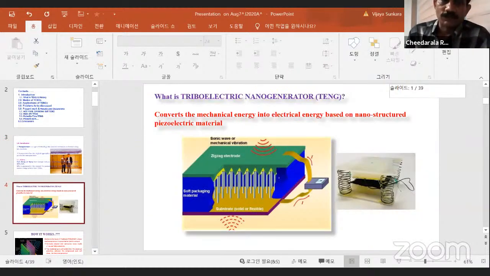How does it work? It converts mechanical energy into electrical energy based on nanostructures, which are piezoelectric or triboelectric materials. You can see in this image, the zinc oxide nanorods touch the opposite surface. This opposite surface generates power when they occasionally touch and release. This is called the contact electrification process.